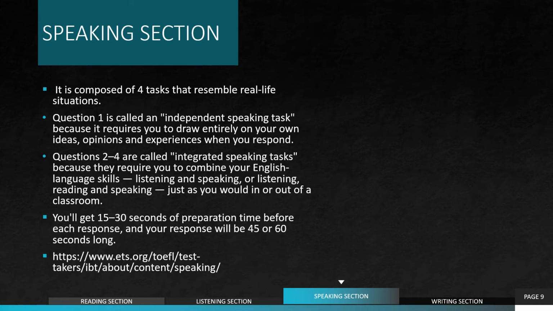This task basically depends on your way of thinking, that is, you have to answer entirely on your own ideas or opinions and experience when you respond. That is a real life situation where you will respond to those situations in your own way. And questions 2 to 4 are called integrated speaking tasks because they require you to combine your English language skills, that is, listening and speaking, or listening, reading and then speaking.